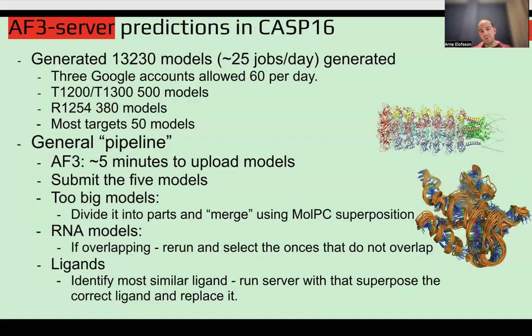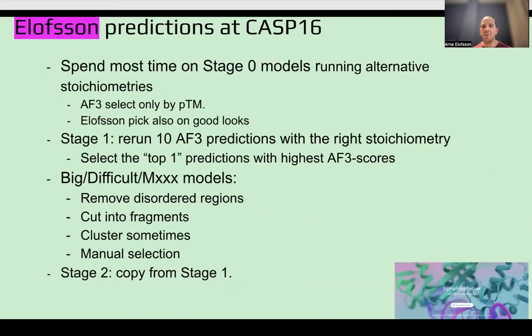And for ligands, you were not allowed to run these ligands with the AlphaFold 3 server. So I identified some similar ligands among the ones that were possible to run. I ran the server with that ligand, and then I just superposed the correct ligand in the default configuration and replaced the one I had run with. I noticed that most ligands always end up in the same place, so I assumed it was not too bad, but I didn't do any minimization or anything else to optimize it, or any scoring at all. It was just superposition.